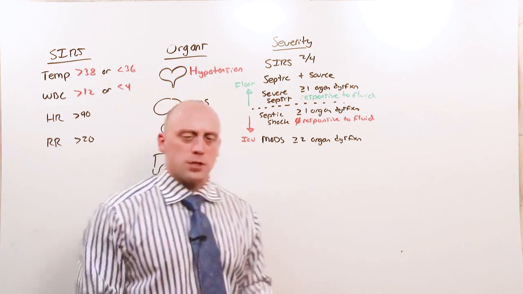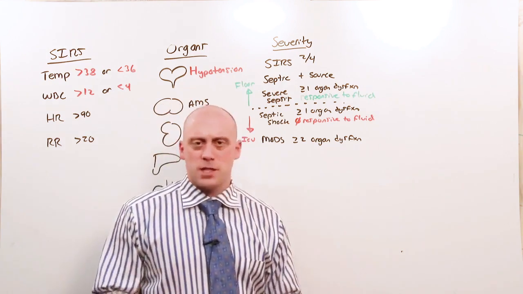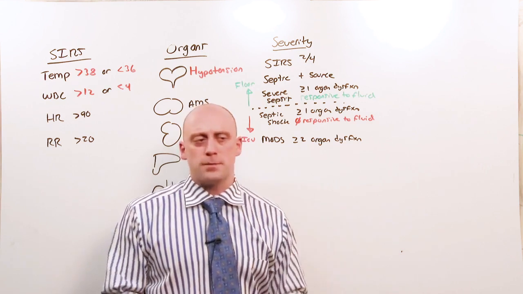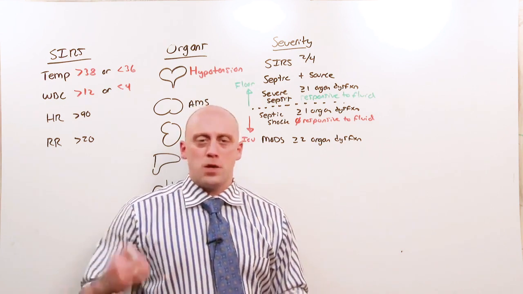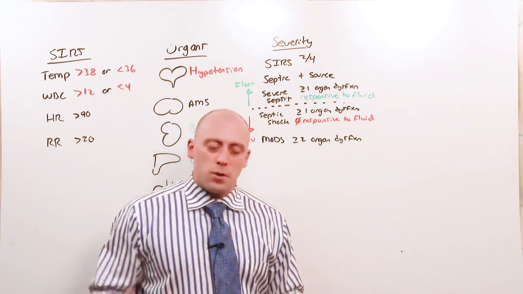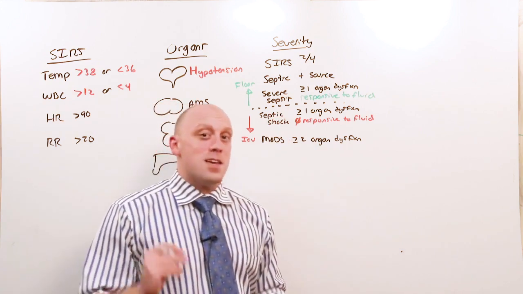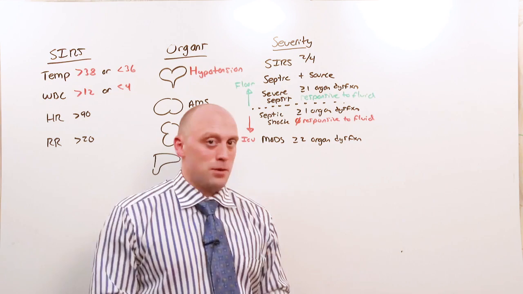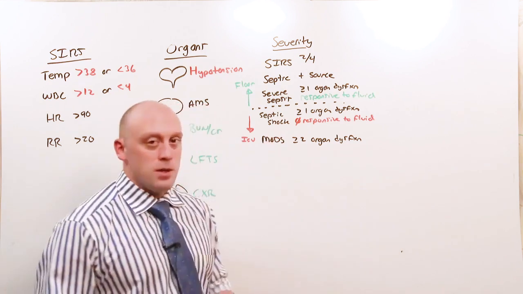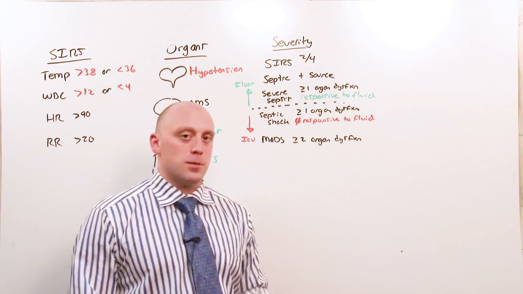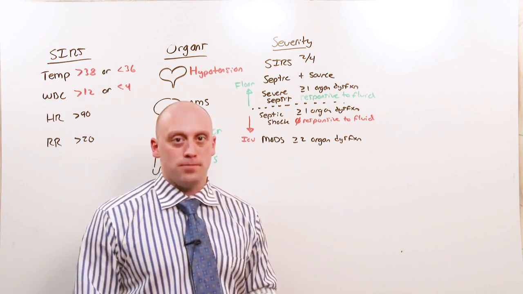So it goes something like this. You're going to see somebody, you have a source because the chest x-ray or the urinalysis or something is positive, and their blood pressure is low. You give them a 2-liter bolus. If their blood pressure comes up, there was severe sepsis. If their blood pressure does not come up, then there's septic shock. Septic shock needs pressors, severe sepsis needs no pressors.